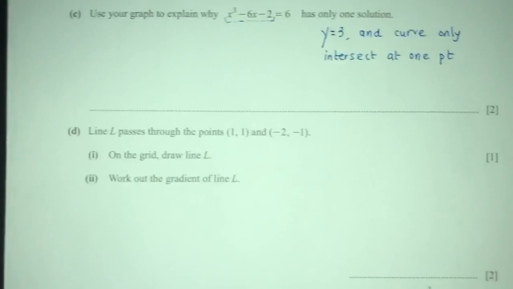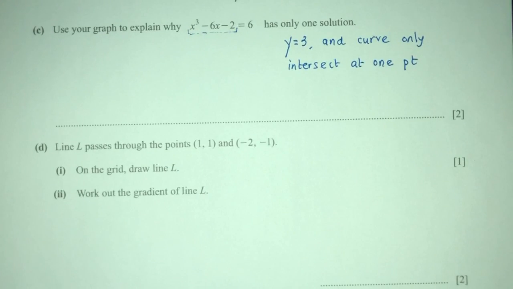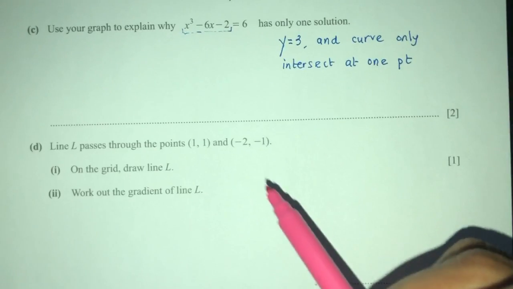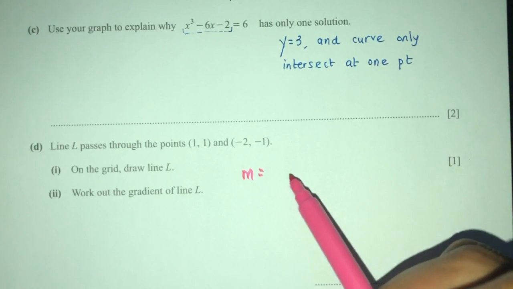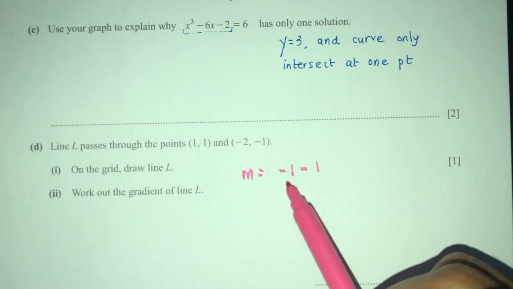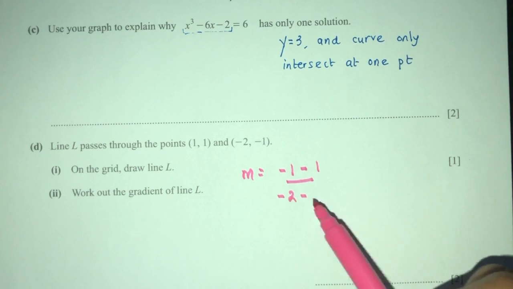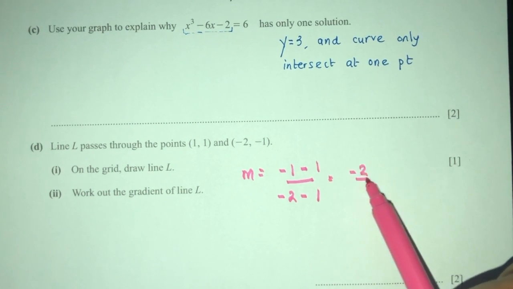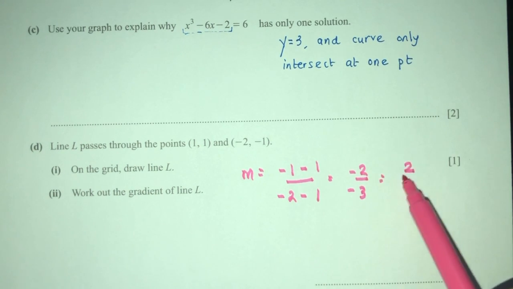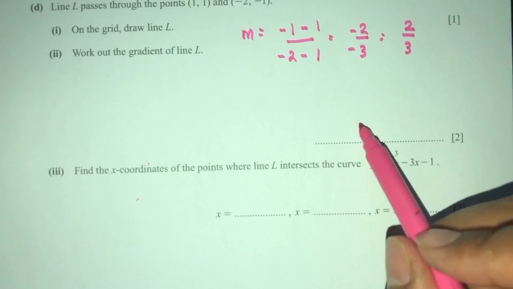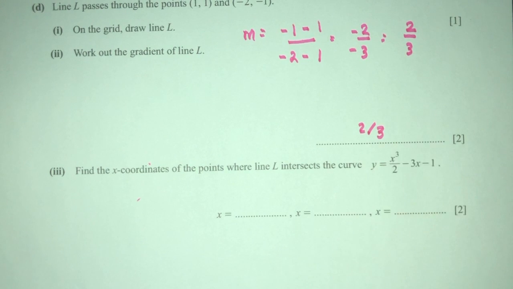Now part 2, we have to find the gradient. Again, to find the gradient, we have to use the 2 points it passes through. We use our formula, which is y2 minus y1 over x2 minus x1. That should be minus 2 over minus 3, which is 2 over 3. So here we'll have 2 over 3 for the gradient of line L.